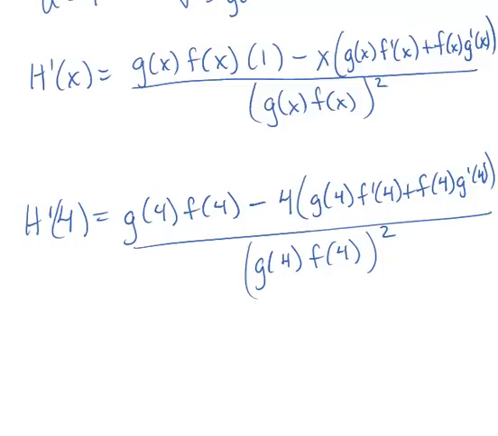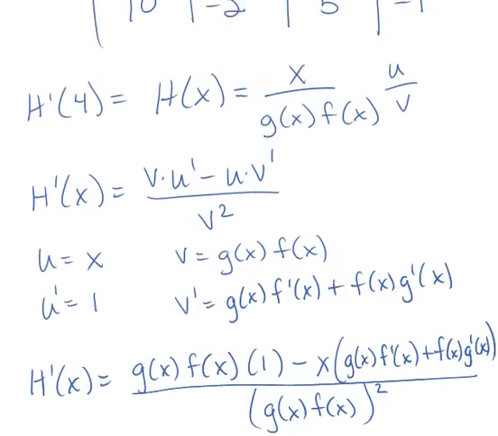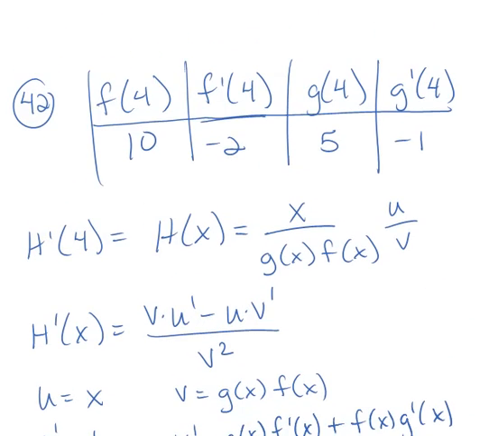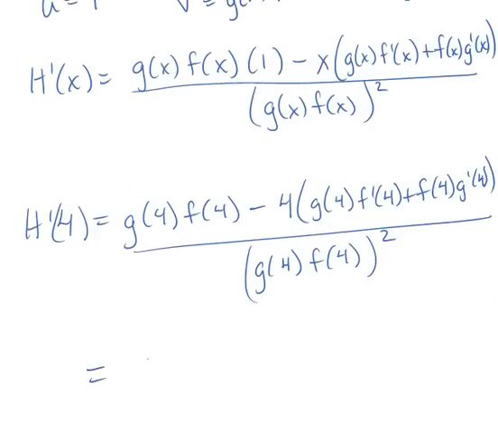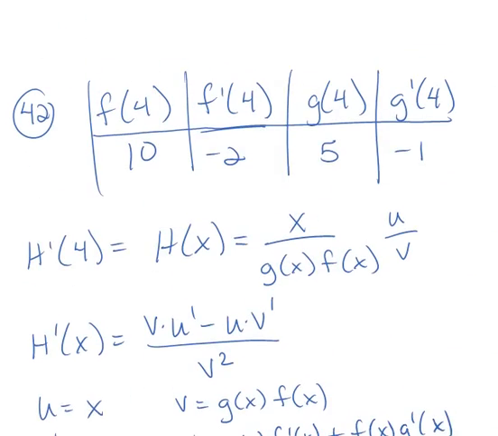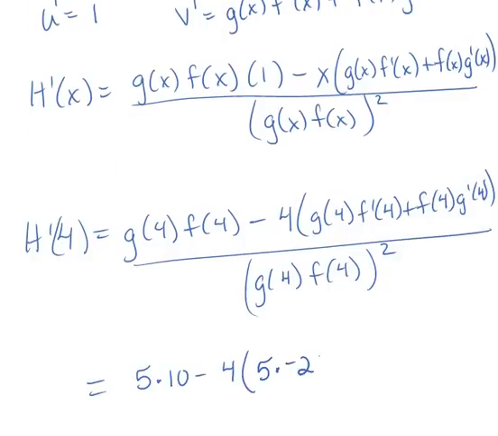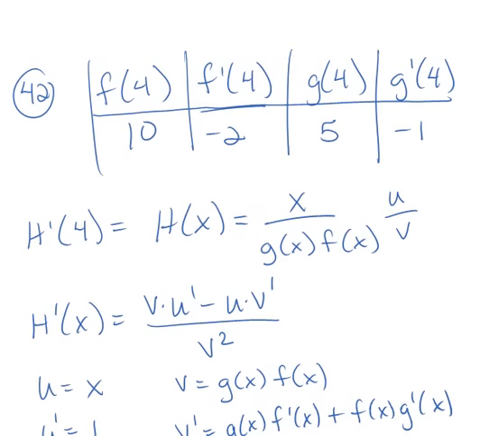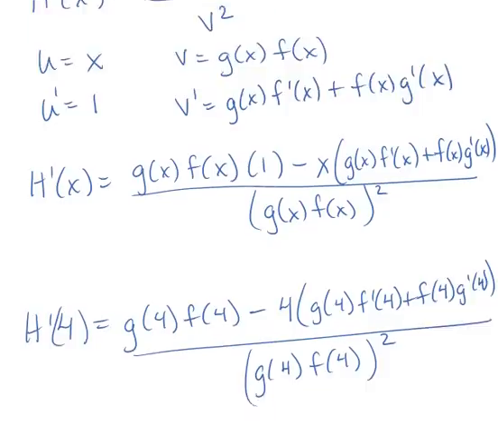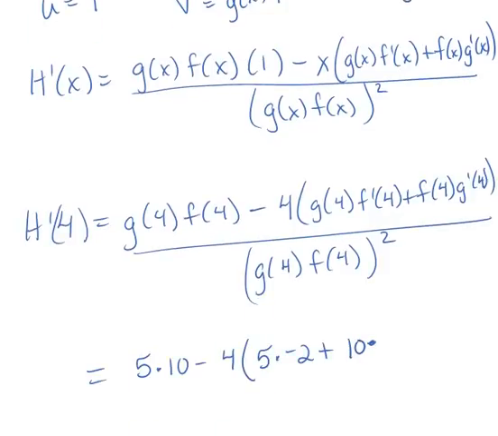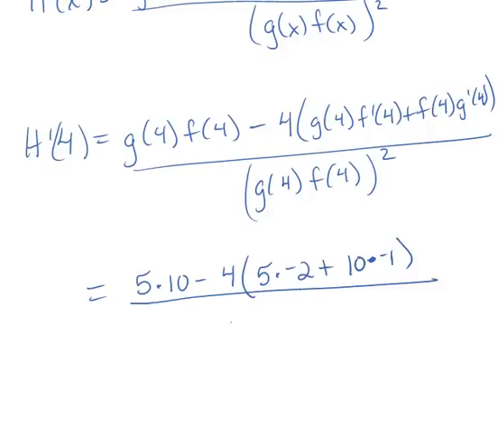Well, what is g at 4, f at 4? If you go back up to the original table, g at 4 is 5, f at 4 is 10. So this is going to be 5 times 10 minus 4 times, okay, g at 4 is the 5, and f prime at 4 is -2. So this is 5 times -2 plus f at 4 was 10, and g prime at 4 is -1. So this is 10 times -1 all over g at 4 times f at 4 quantity squared. So that's 5 times 10 squared.